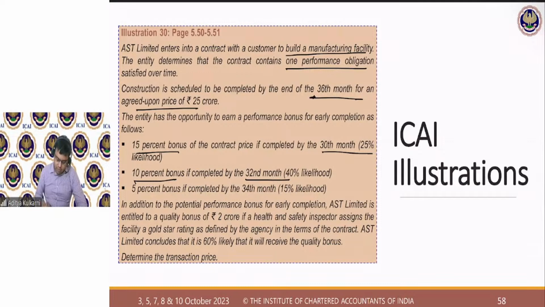In addition to the potential performance bonus for early completion, AST is entitled to a quality bonus of 2 crores if a health and safety inspector assigns his facility a gold star rating as defined by the agency in the terms of the contract. AST Limited concludes that it is 60% likely that it will receive the quality bonus. Determine the transaction price.